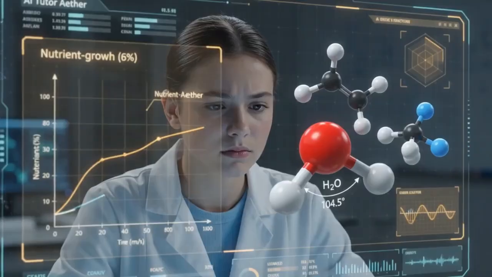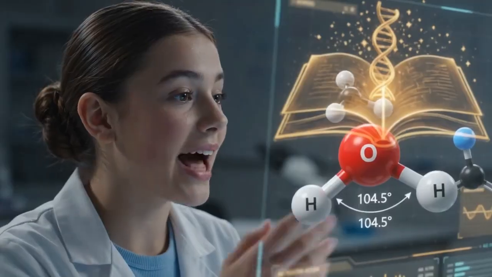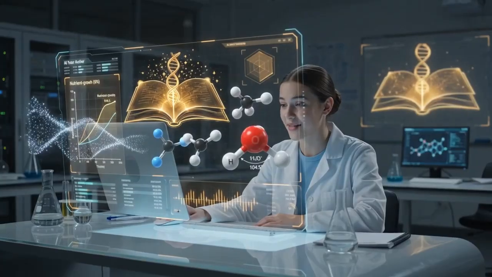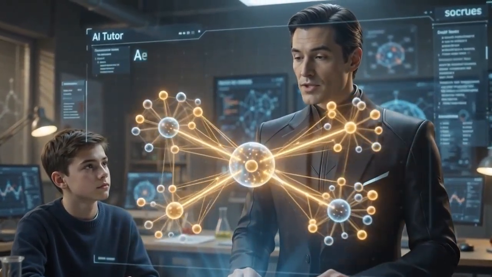Now, let's combine our observations. How does the elemental evidence connect to the growth data? The lack of specific elements likely prevents the synthesis of the molecules that contain them. An evidence-based model must bridge the gap between atoms and organisms.